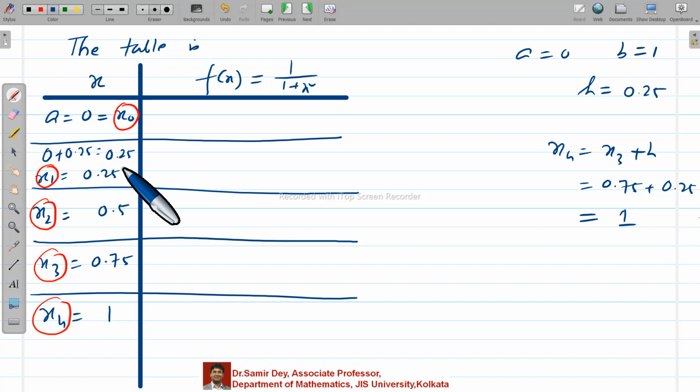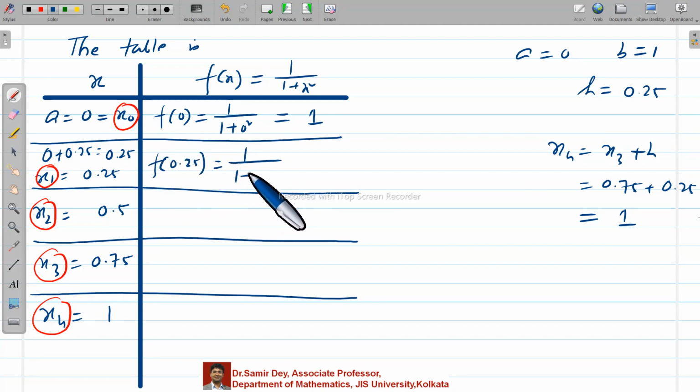Okay, so now you have to substitute the values in the function. So f of 0 is equal to 1 by 1 plus 0 whole square. Ultimately it is coming 1. So f of 0.25, the calculation will be 1 by 1 plus 0.25 whole square. Use your calculator, your result will be 0.9412. Please check. Basically here you have a long digit, we have considered after the decimal point only 4 digits.